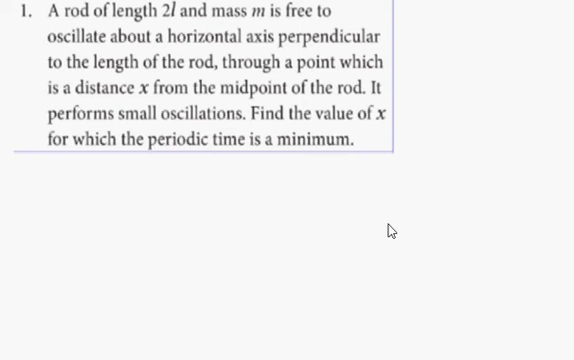Okay, so what we're going to do is draw the rod. So draw the rod here. Okay, it's length 2L, so 2L in length. And it oscillates about a horizontal axis perpendicular to the length of the rod through a point which is distance x from the midpoint of the rod. So call this the midpoint of the rod.